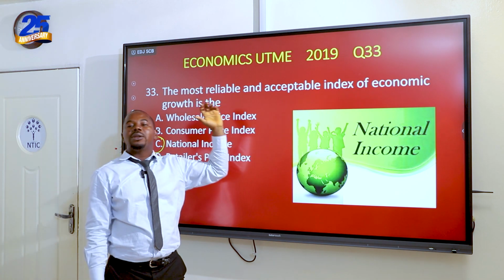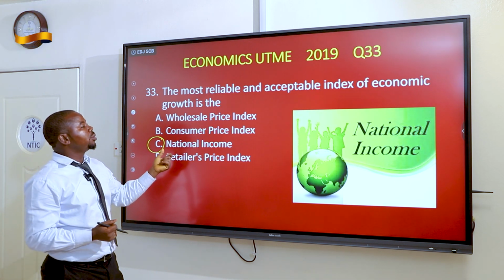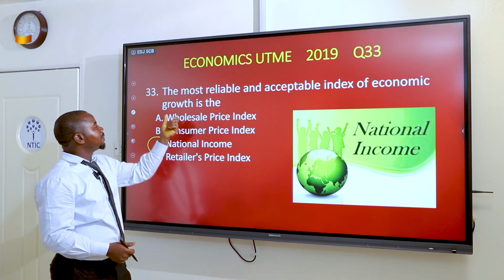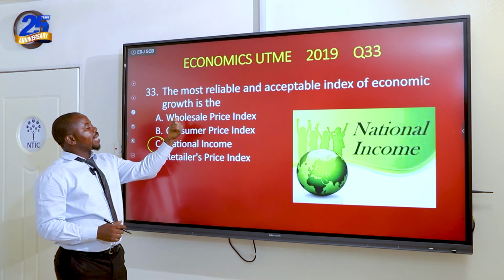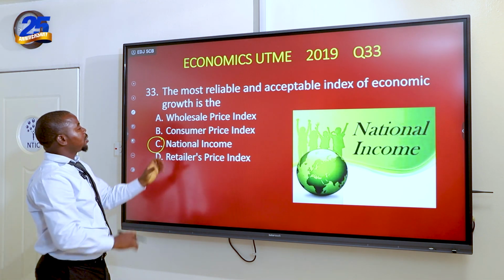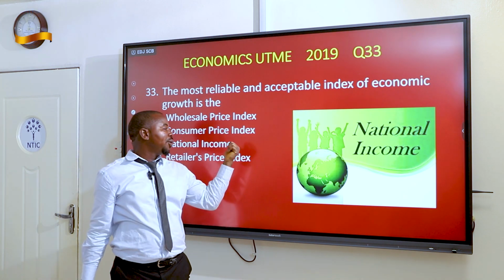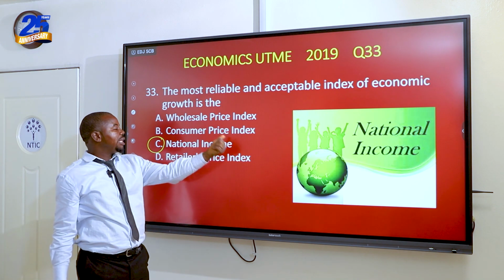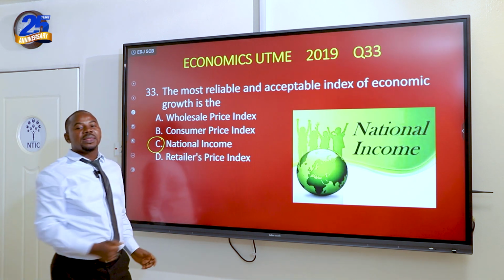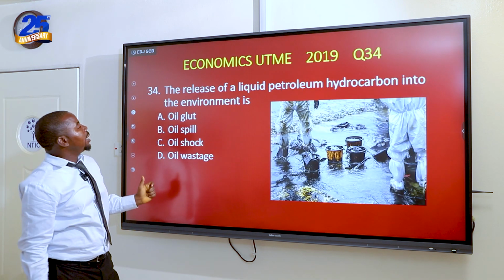What is economic growth? Economic growth has to do with an increase in the production of goods and services in a given country. When the GDP of a country is increased, that is economic growth. Then when you look at these options, price index, this one is to check inflation; there are inflation indicators to check the inflation rate of a given country. So when you talk about national income, this one has to do with the money value of the volume of goods and services produced in a country. So you can see this one correlates with economic growth because it has to do with the production of goods and services. And the next question is 34.